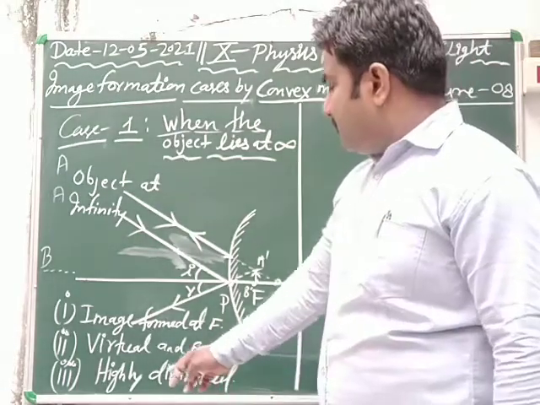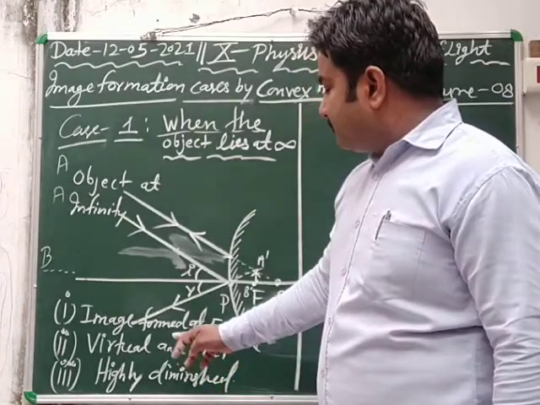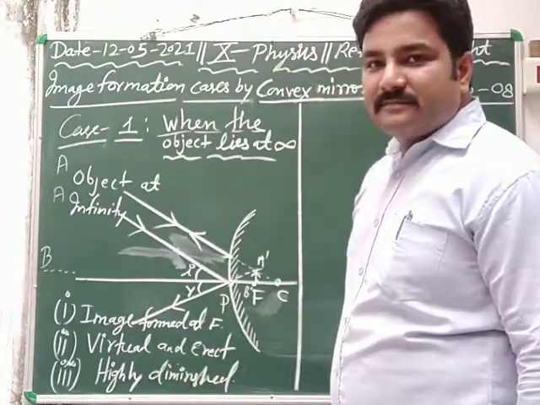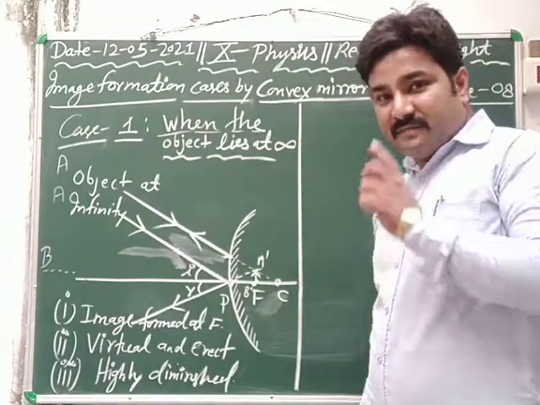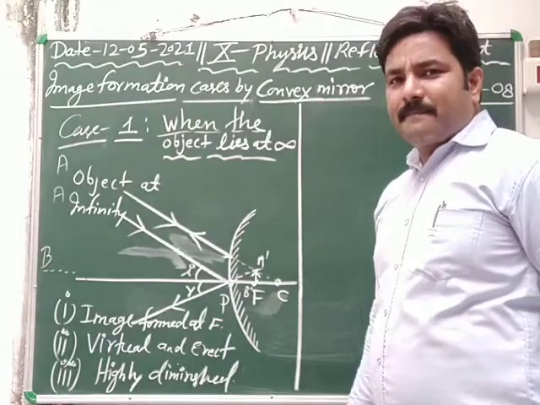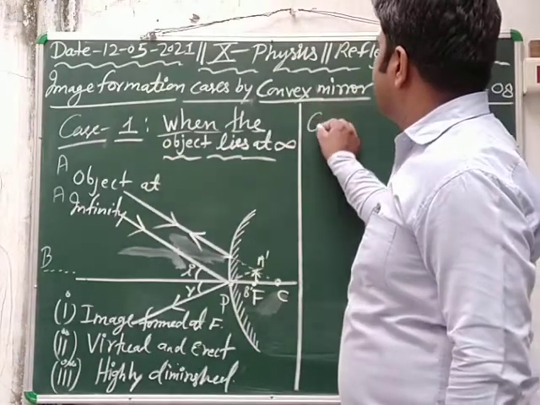And the position is what? At focus, virtual and erect in nature, and highly diminished. All three characteristics of the image that is formed by the convex mirror. Very easy. Let's see the next one, case number 2.